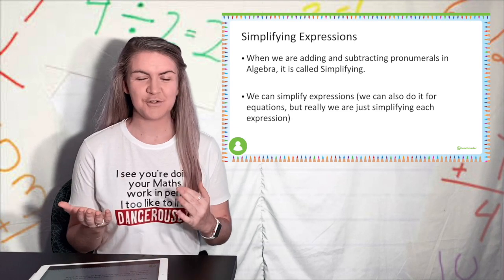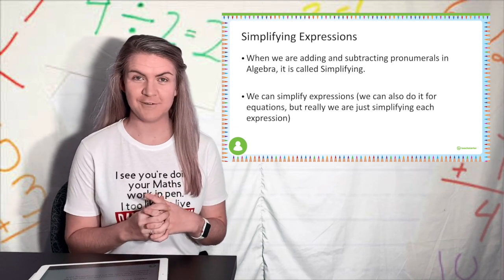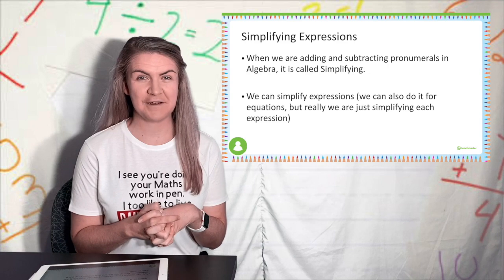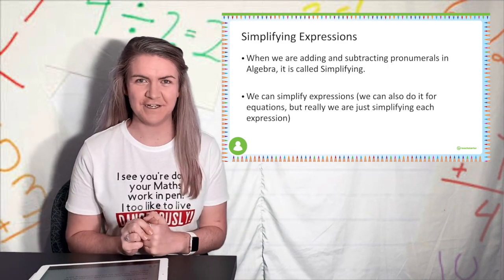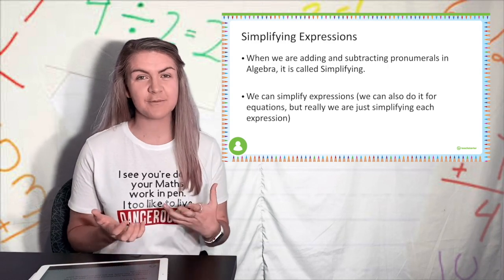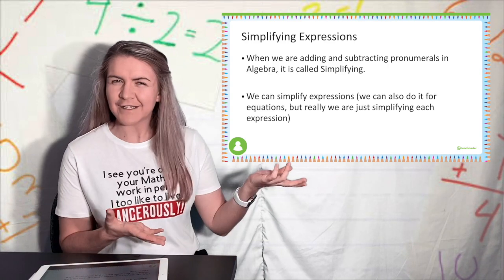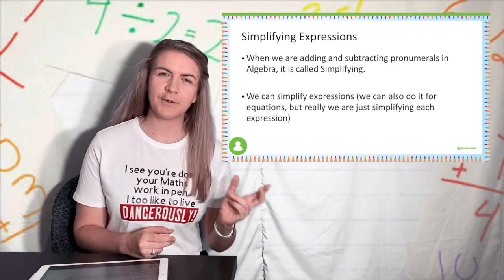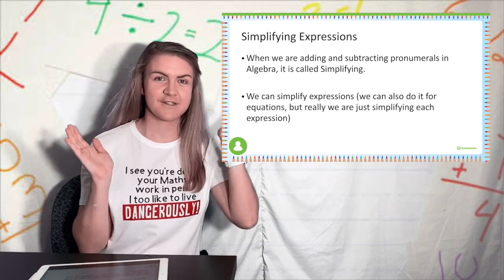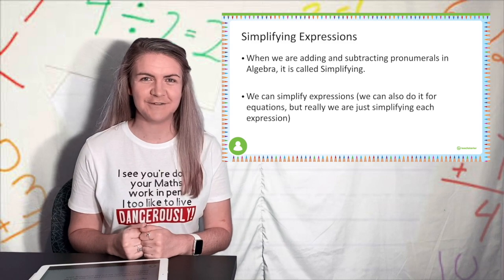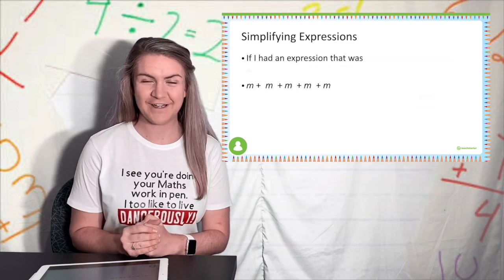When we add or subtract pronumerals in algebra, it's called simplifying. This is because our expression looks more simple after we've done it. We can simplify expressions. We can do it for equations, but really when we're simplifying equations, all we're doing is simplifying the two expressions on either side of the equal sign. Let's do this one as a quick example.